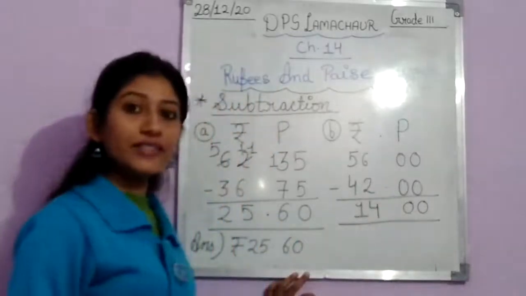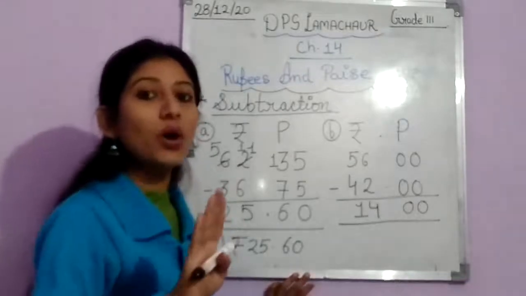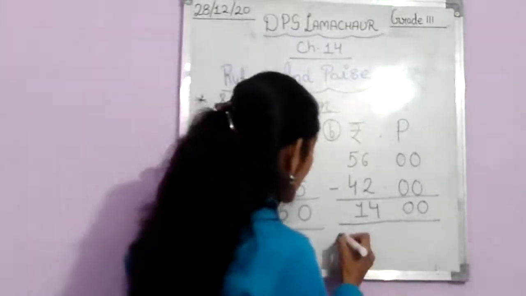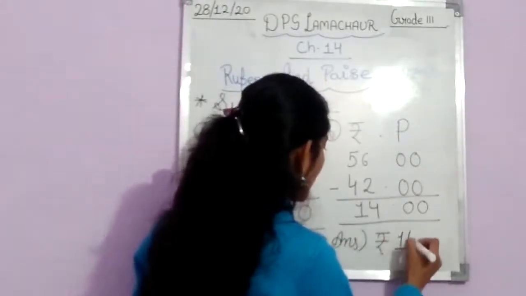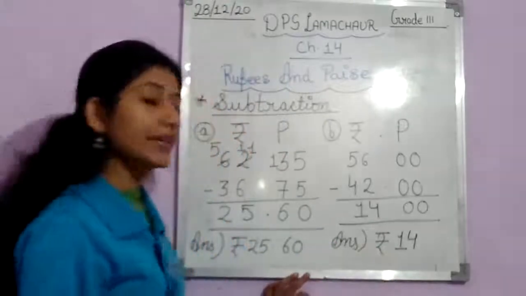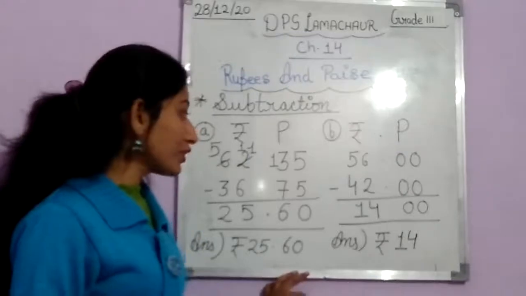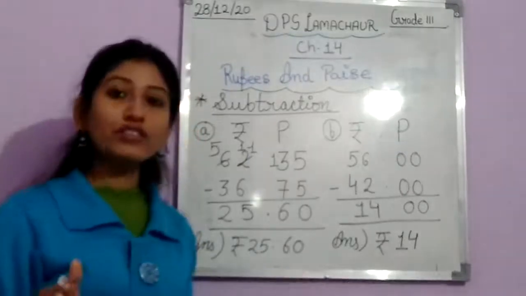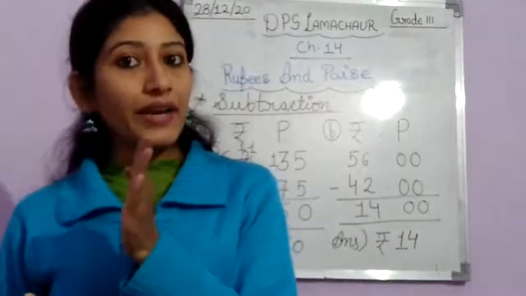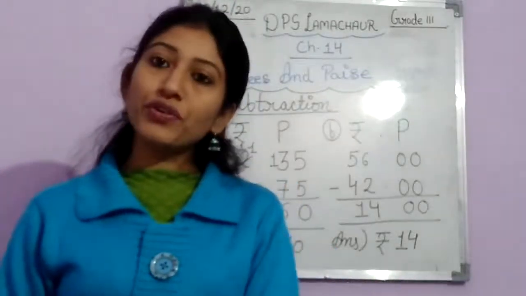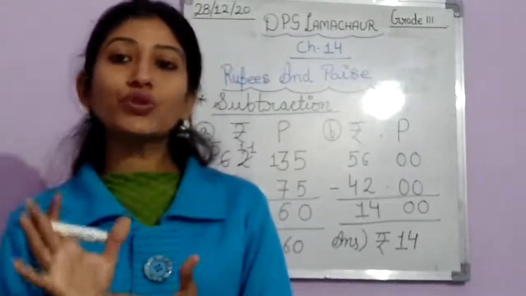And what answer we are getting? We are getting rupee 14. Paise is not left here, but we are getting complete answer of rupee 14. Okay. So students, now we have also learned how to do subtraction. We have to do subtraction as well as addition in the same manner as we used to do earlier.